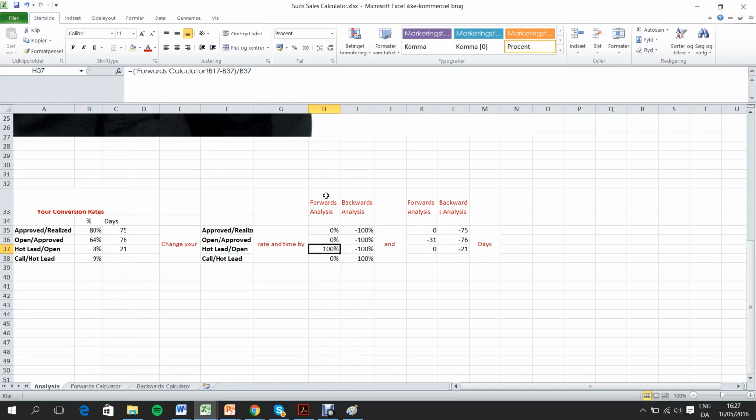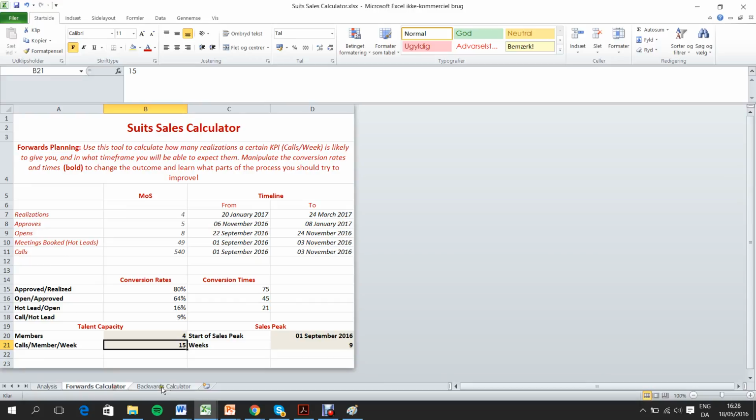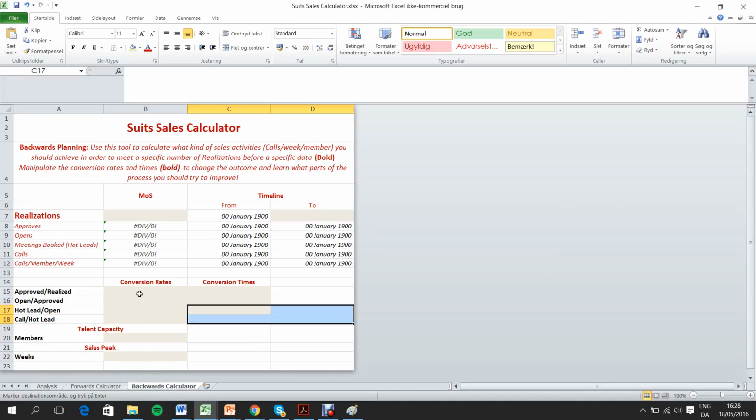And so this is just looking at the forward analysis, of course, right? And my open approved time by 31%. 31 days, sorry. That's what I need to do. Okay, cool. Now I know that. Another option is to look at the backward calculator. It gives you a little bit of a different picture. I'll copy these conversion rates over here too, and put them in here, like so.